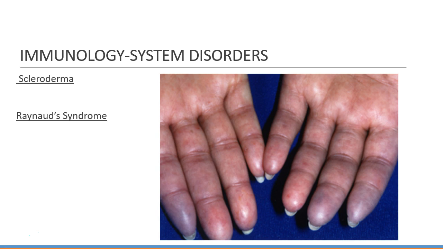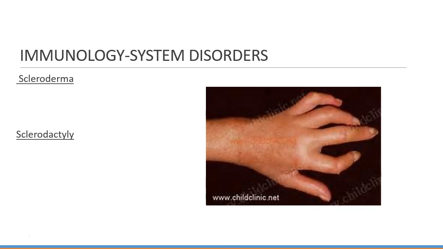This is what Raynaud's syndrome looks like. Okay, fingertips are blue, and then there's the variable circulation. And this is sclerodactyly. Okay, the skin is tight, movement of the fingers is restricted. It limits their making a fist and even finger extension.